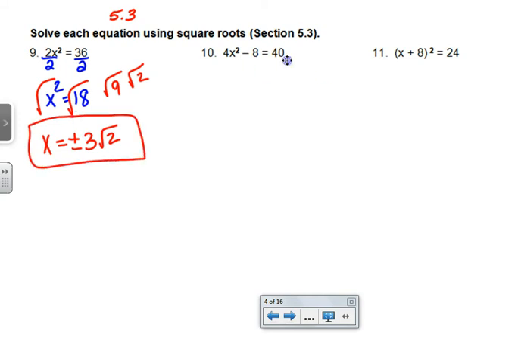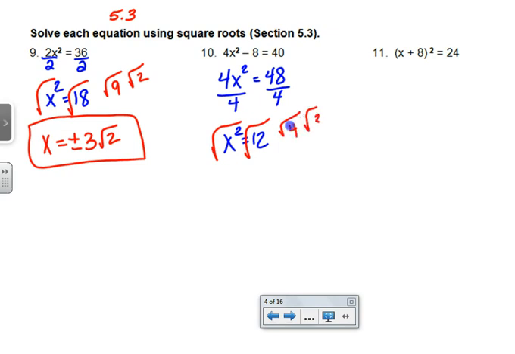Okay, number 10, we're going to add 8 to both sides. So we have 4x squared equals 48. And then I still want to isolate the x squared, so I'm going to divide both sides by 4. Okay, we have a similar issue here. We need to square root both sides, and it is going to break down. So when I think about 12, the perfect square that is a factor of 12 is 4.